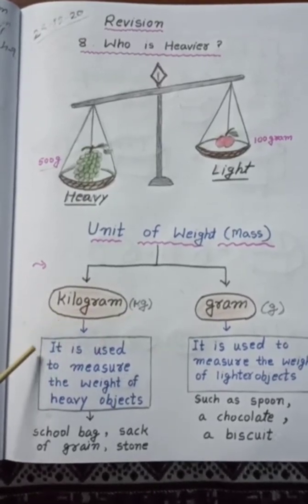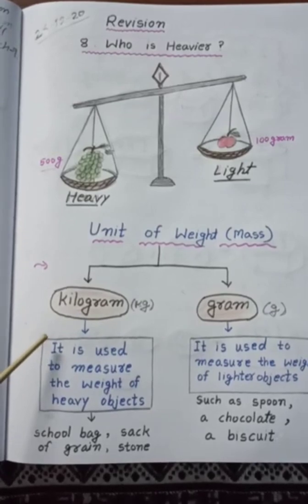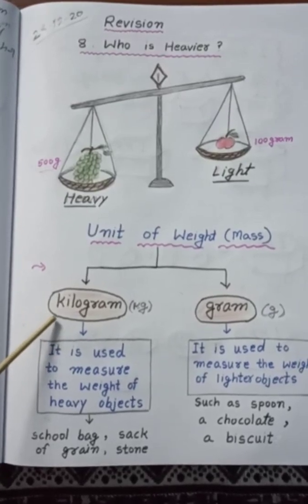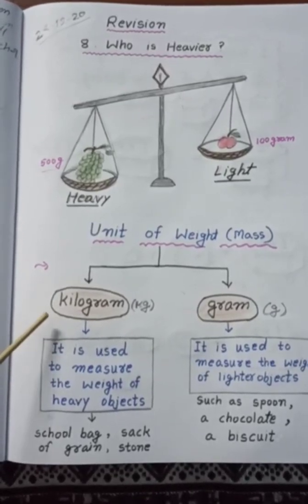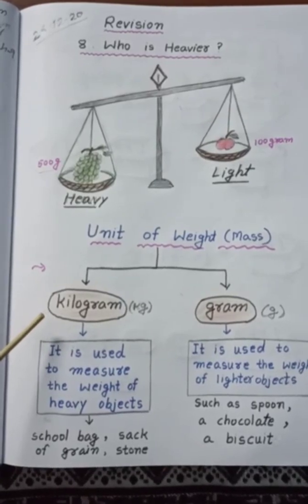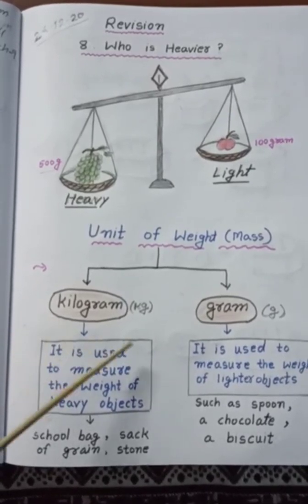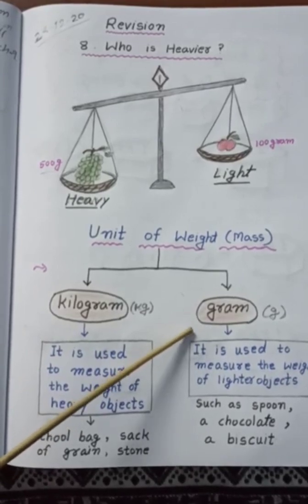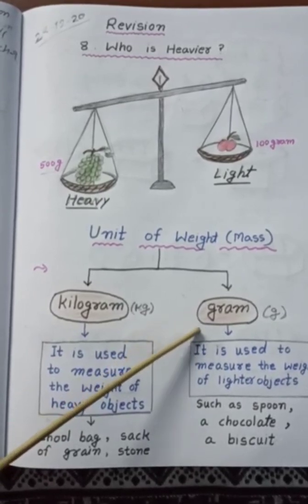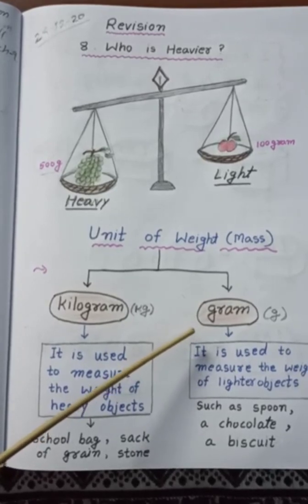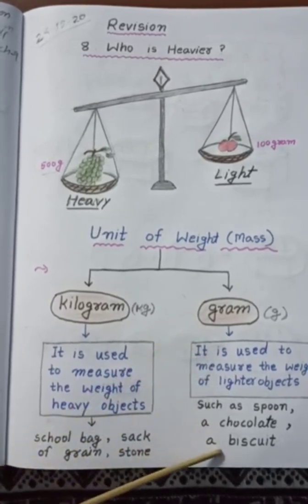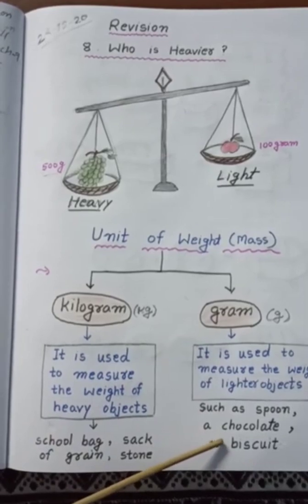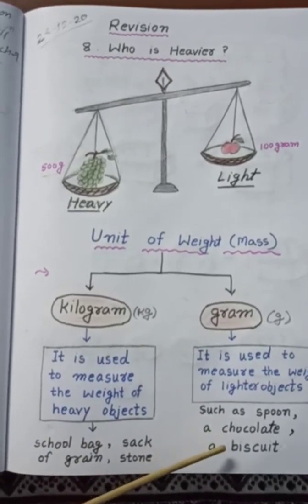Kilogram is used to measure the weight of heavy objects like school bags, sack of grains, stone. Okay, another unit of weight is gram. It is used to measure the weight of lighter objects like spoon, chocolates, biscuits. Also you can say flowers, right?